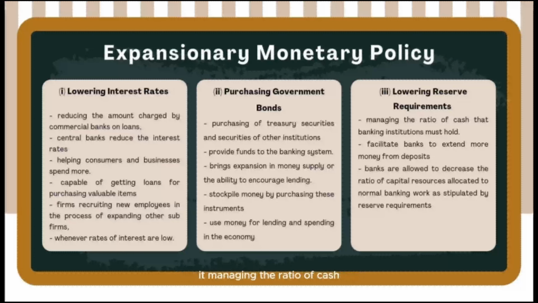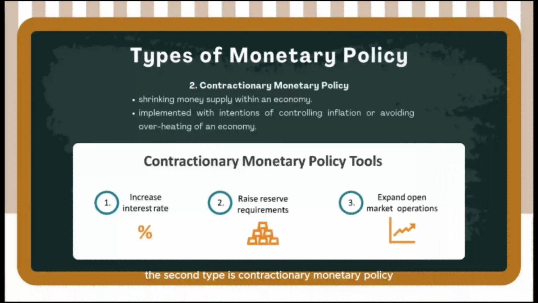It manages the ratio of cash that banking institutions must hold and facilitates banks to extend more money from deposits. Through this action, banks are allowed to decrease the ratio of capital resources allocated to normal banking work as stipulated by reserve requirements. The second type is contractionary monetary policy. It shrinks the money supply within an economy and is implemented with the intention of controlling inflation or avoiding overheating of an economy.